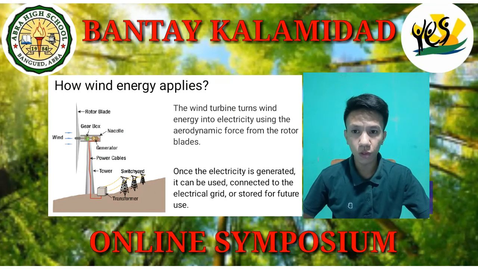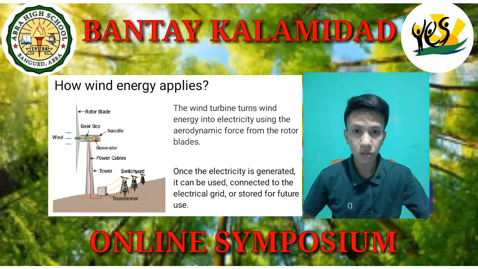When wind flows across the blade, the air pressure on one side of the blade decreases. The difference in air pressure across the two sides of the blade creates both lift and drag. The force of the lift is stronger than the drag, and this causes the rotor to spin.